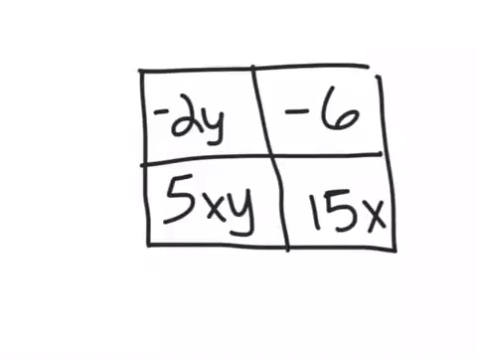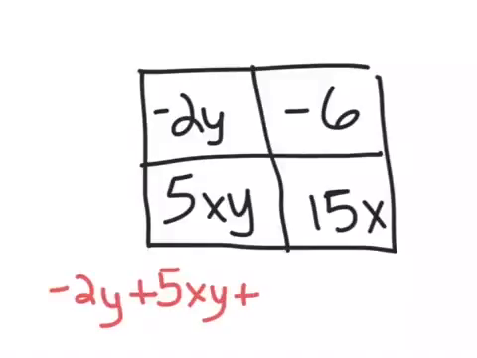Alright, so I set up my generic rectangle just like it was in the book, and now the first thing I'm going to do is write this sum. So I have negative 2y plus 5xy plus negative 6 plus 15x. So this one might be a little tricky.